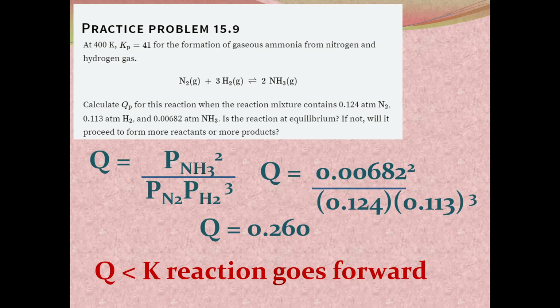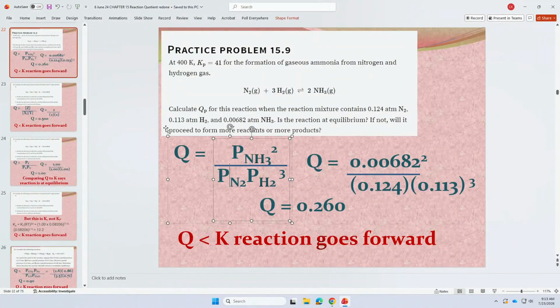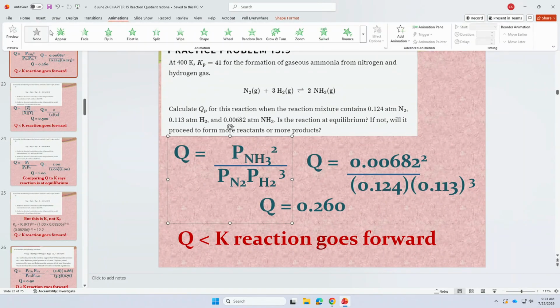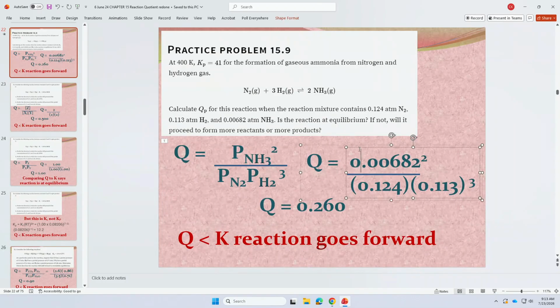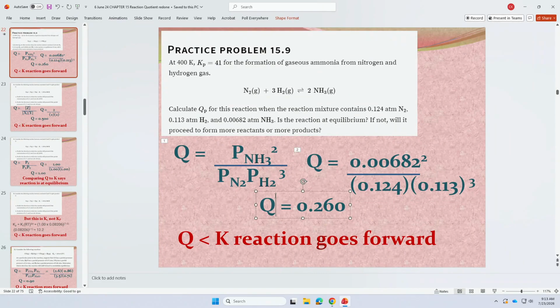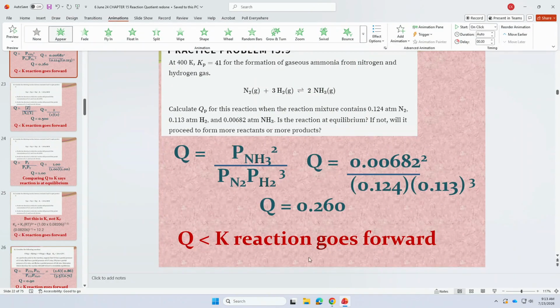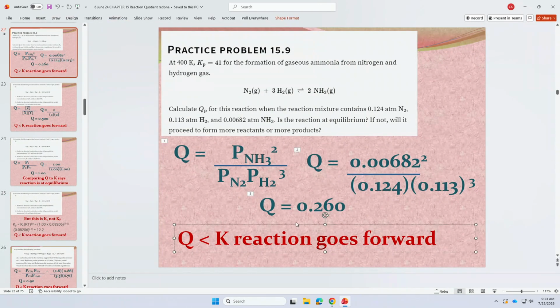So here's a practice problem. I have the Haber process again. We really like the Haber process in chemistry. We like the Haber process because it's a nice, simple reaction, but it's not all one-to-one. And that's part of what we like about it. It has coefficients in it.